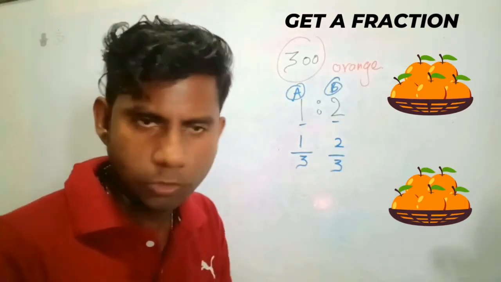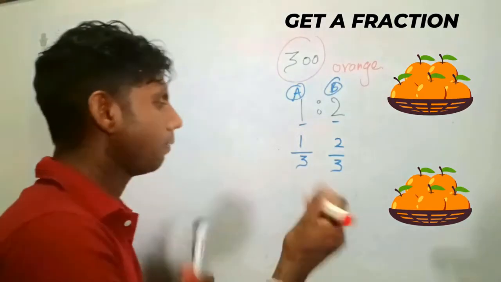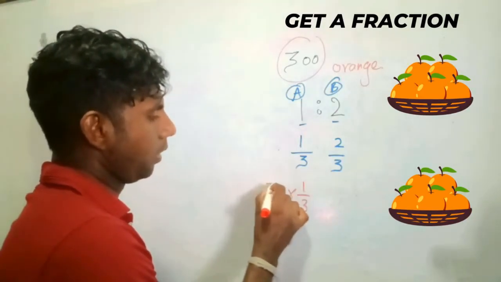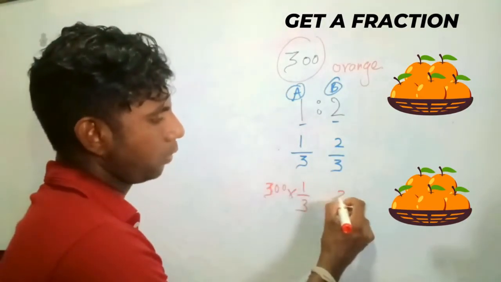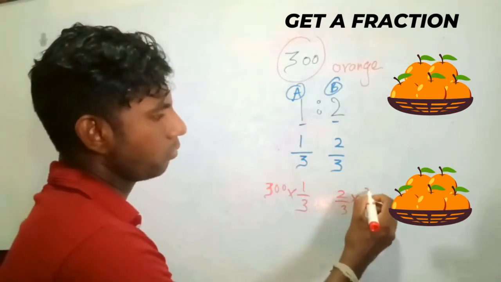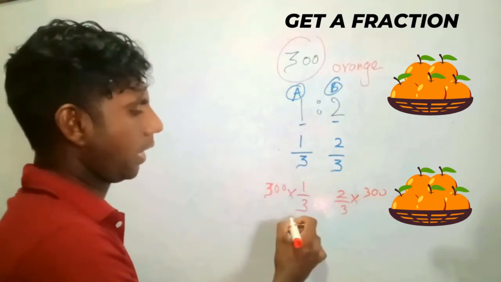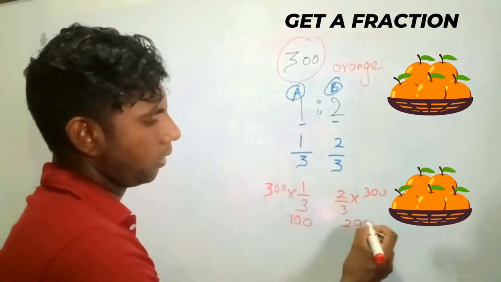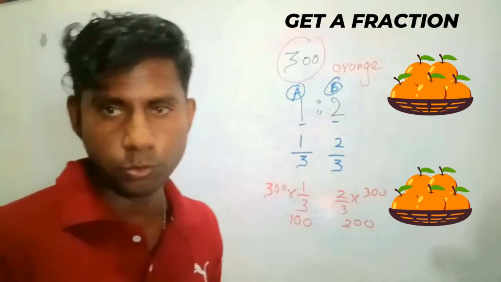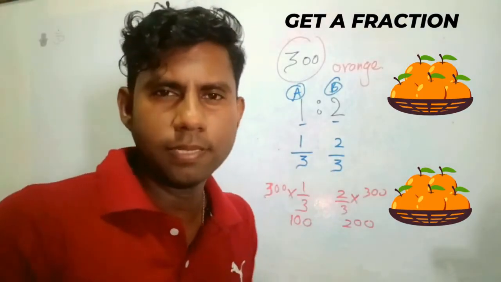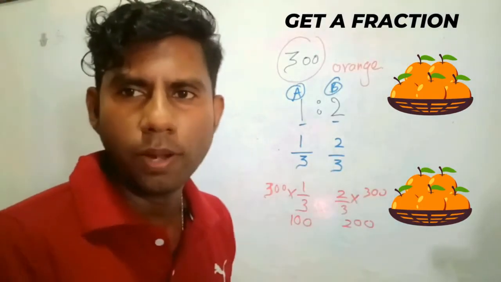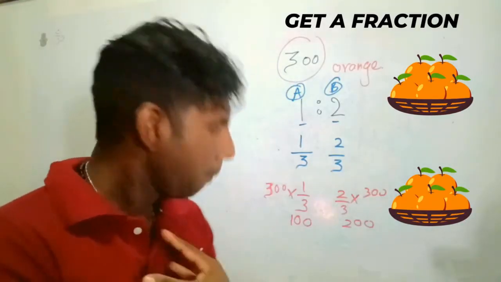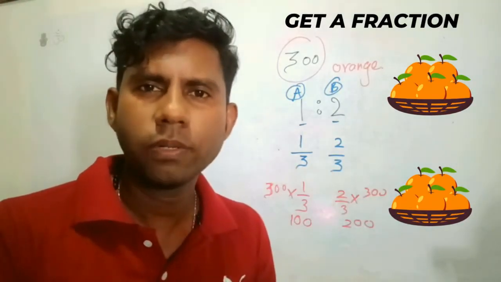Now we have the fraction. So we multiply that value 1/3 into 300 and 2/3 into 300. Simplifying, we get 100 over here and 200 here. Once we add these two, you can easily see 100 and 200 becomes 300. Easy question.